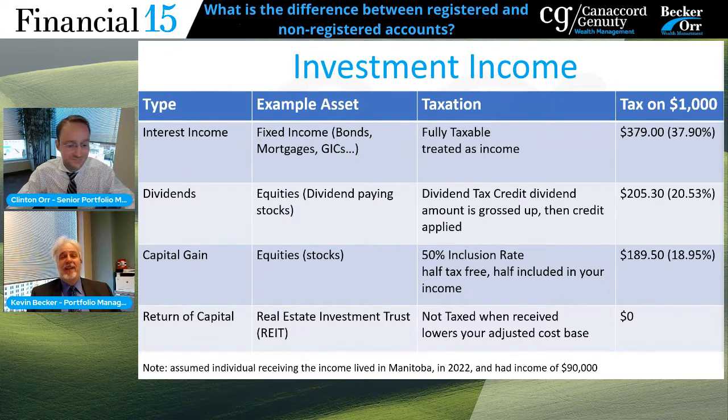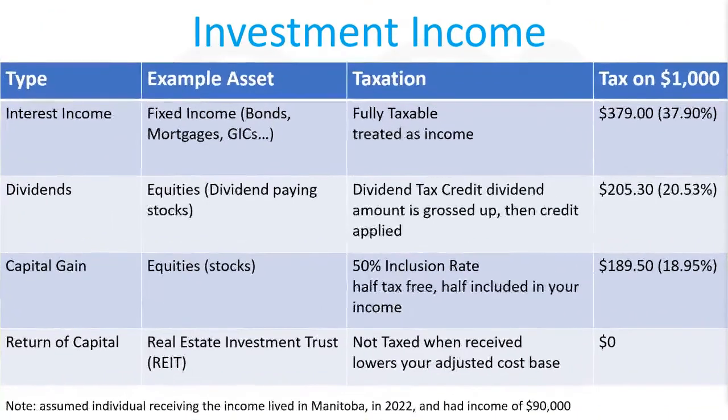Yeah, exactly. As I mentioned beforehand, on all investments, if you're earning something, you're either earning interest income, dividend income, capital gains, or return of capital. And again, depending on which it is, it's all taxed differently. Interest income, as it says, comes basically from a fixed income investment: mortgages, GICs, bonds. Outside a registered account, this is treated as fully taxable. So in our example here, if you were earning 90 grand in income and you had earned 1,000 in interest, $379 or 37.9% of that is being taxed.